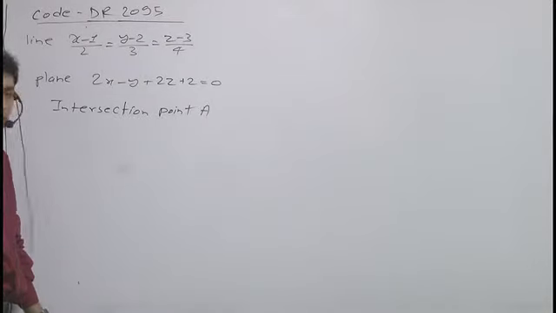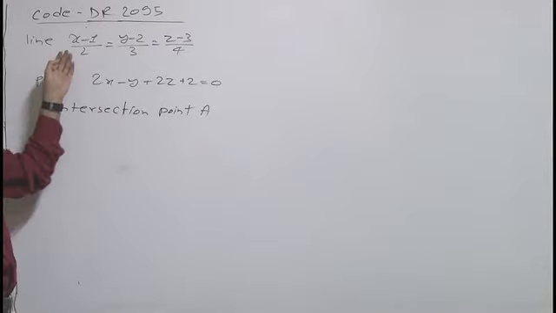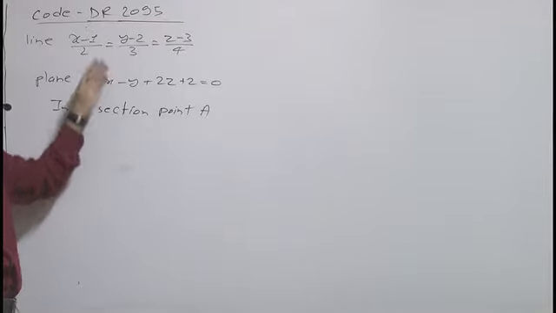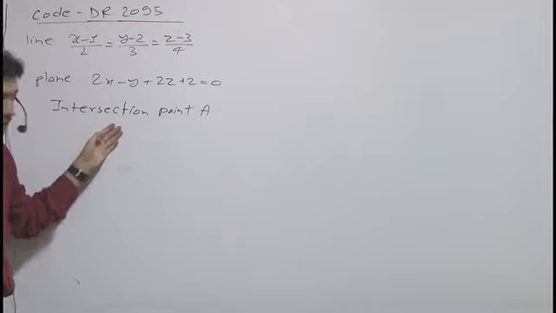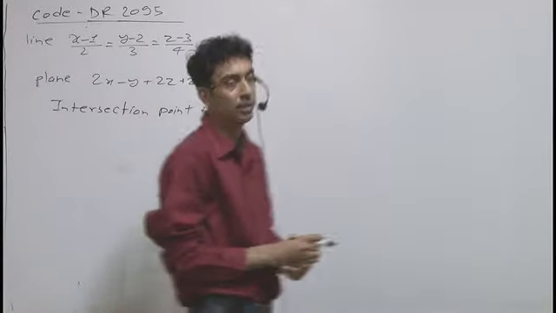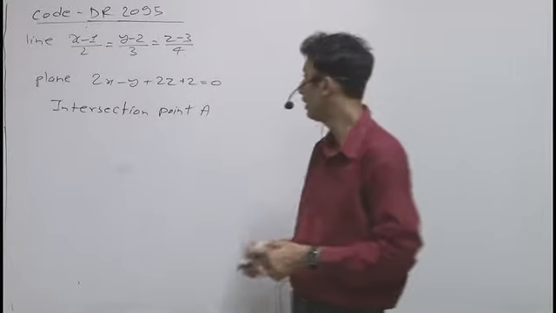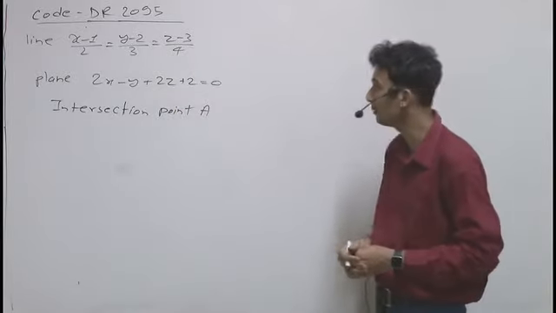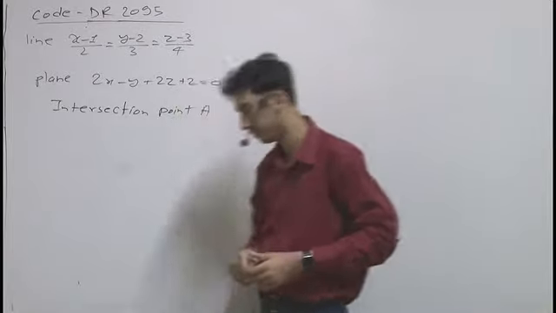Code DR2095. The given question is that a line in 3D form and a plane are given, and the intersection point of the line and plane is given as A point, and we have to find the equation of the line which passes through point A, lies in the given plane, and satisfies the condition of having minimum inclination with the given line.